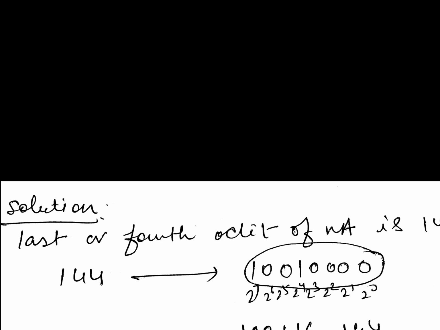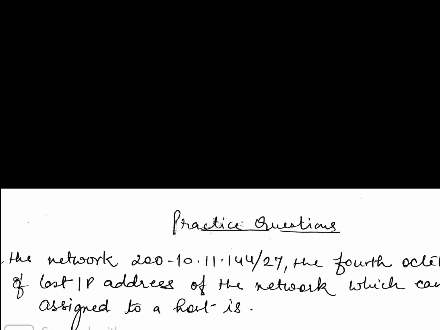The fourth octet of the network is 144, which we convert to binary. The highest bit value in the octet is 2 to the power 7, that is 128, as there are 8 bits in the octet. So the 2 to the power 7 bit is 1, and the remaining value is 16, so we put a 1 in the place of 2 to the power 4. So 128 plus 16 is 144.